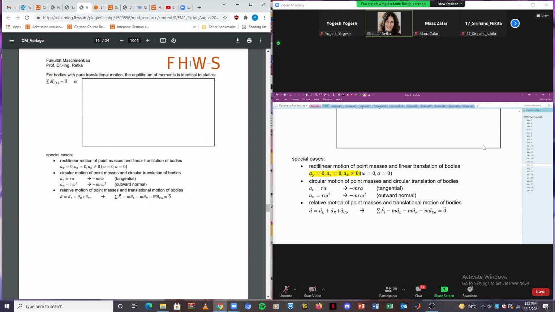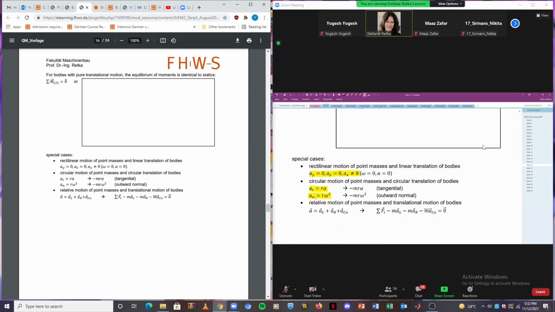Then if we have a circular motion of a point mass or a circular translation of a body, so a pure circular motion, then there would only be a tangential and a normal component of the acceleration, as we discussed at the very beginning of the class, page 1 in our formulary. And from this result 2 inertial forces, one pointing opposite to the tangential component and the other one pointing opposite to the normal component of the acceleration.